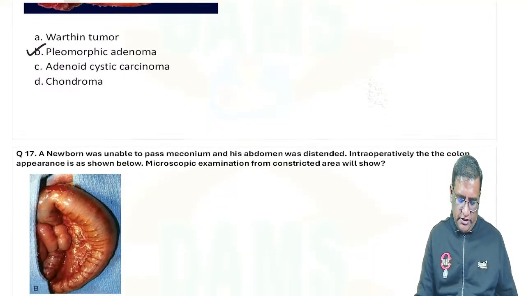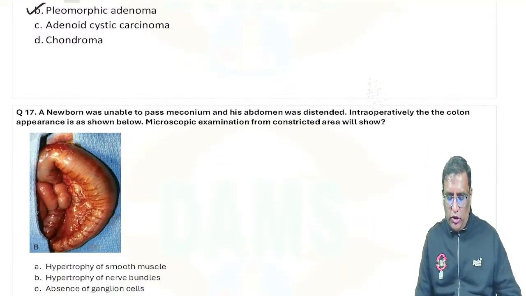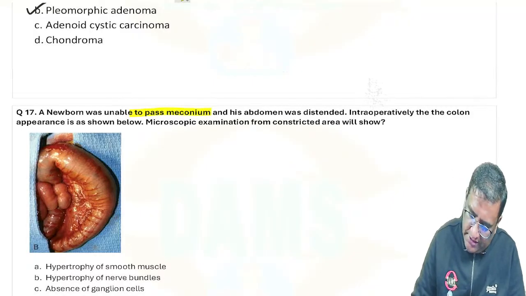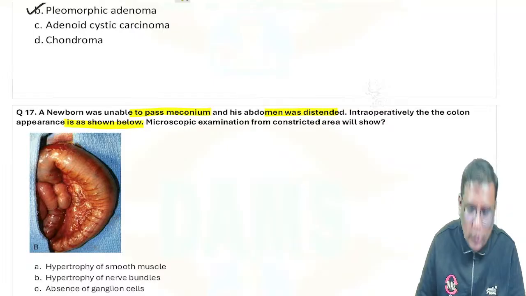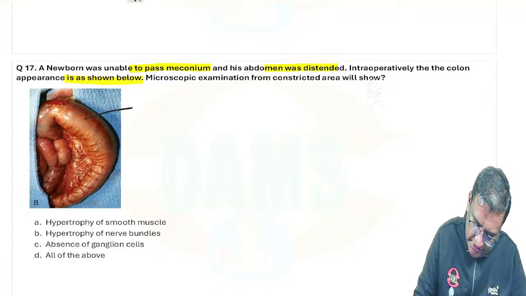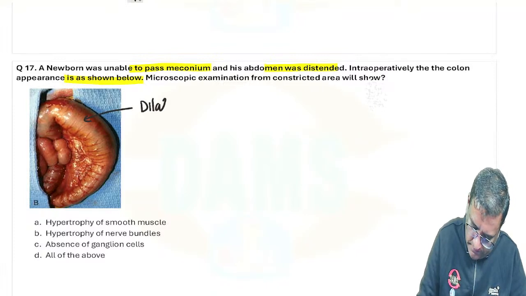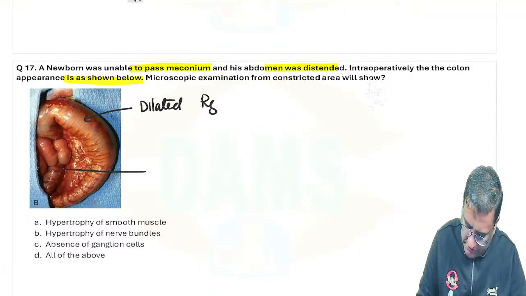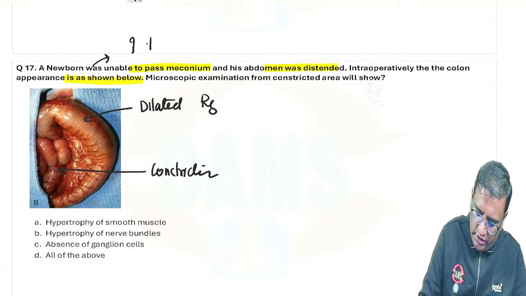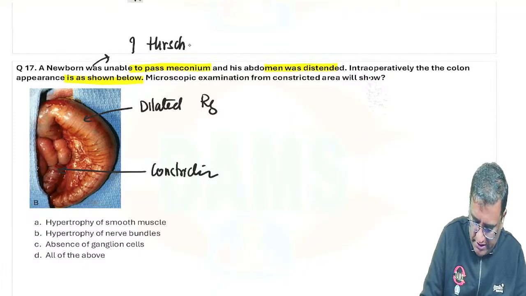Next is question 17. A newborn was unable to pass meconium. His abdomen was distended. Intraoperatively, the colon appearance is as below. Definitely there is a dilated region in the colon, and also there are narrowed, constricted regions. So what is your diagnosis? It is in a newborn. I am suspecting Hirschsprung disease.